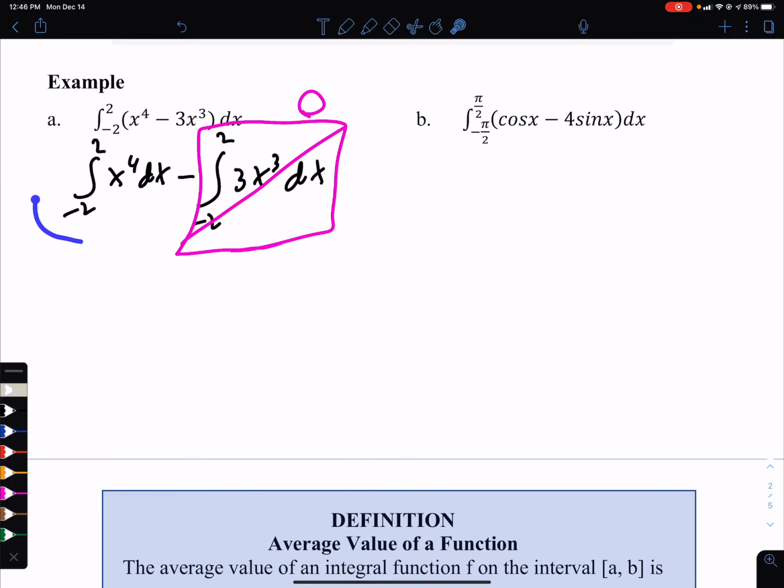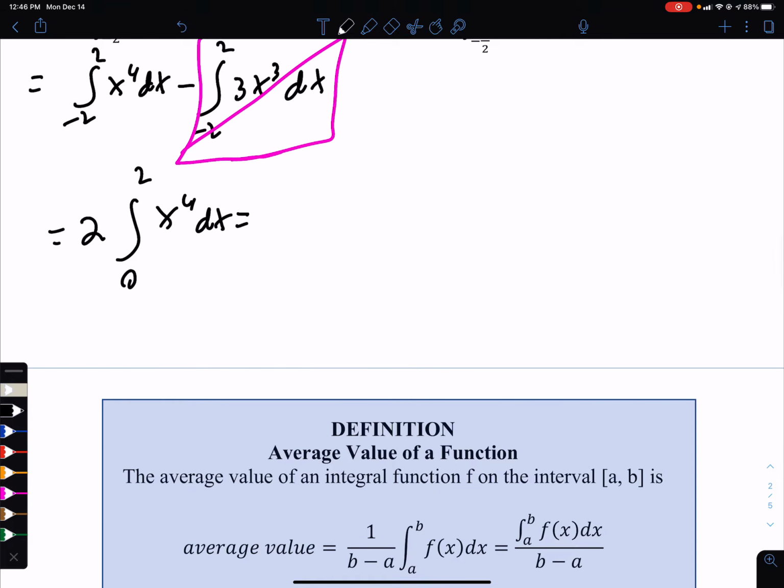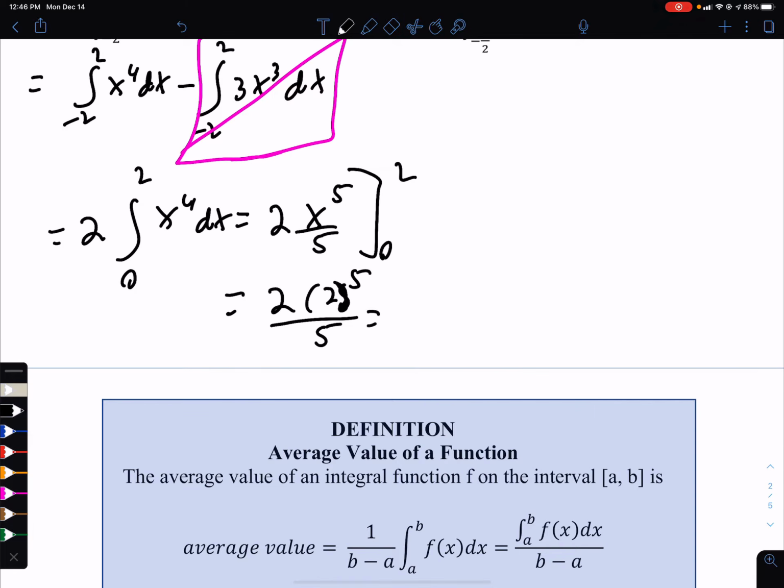This is an even function, so we can rewrite that and double the answer from 0 to 2 of x to the 4th. And then we take the antiderivative, 2 is a constant, we add 1 to the exponent and divide by that, from 0 to 2. And that's why it's easier. You get a 0 there, plug in 0, you just get 0. So our answer is going to be 2 times 2 to the 5th power over 5. What is that? 2 times 32 is 64 over 5 is the answer to that question.